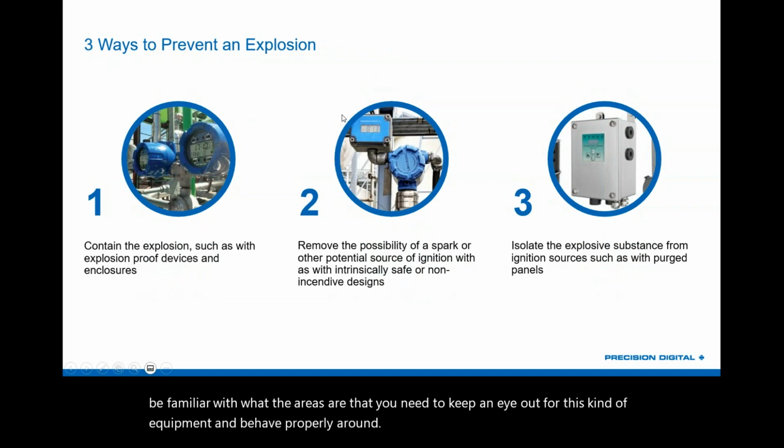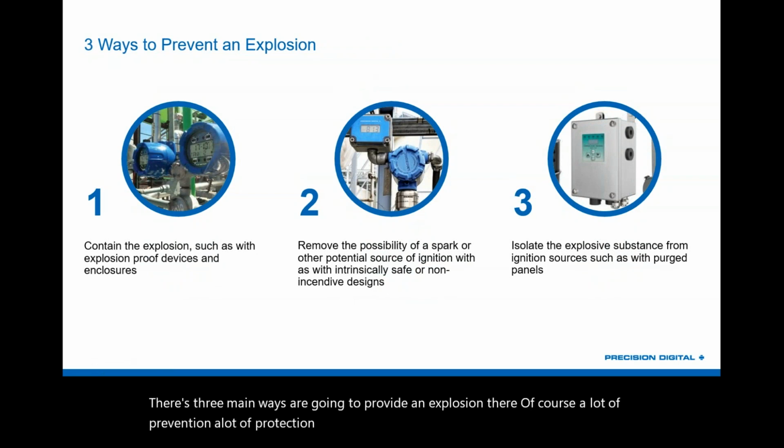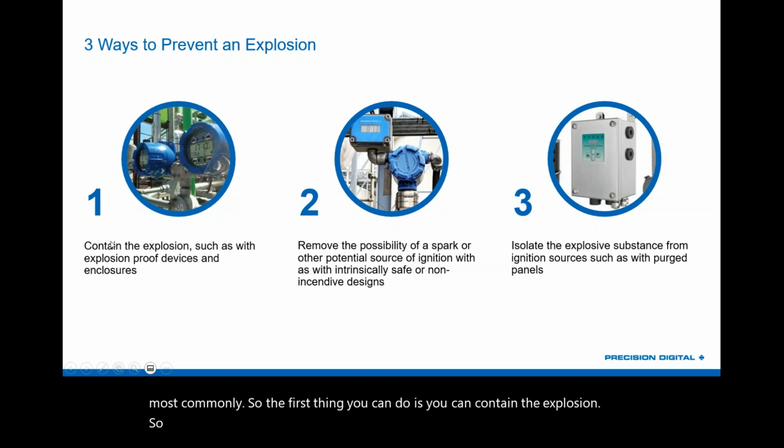So there's three main ways you're going to prevent an explosion. There's of course a lot of protection methods, but these are the ones you're going to see most commonly. The first thing you can do is contain the explosion, so that if there is a spark, for example from electronics, and a flammable gas or other material is present, you're going to keep that explosion contained from getting out to the other areas of the plant, out into the general atmosphere.